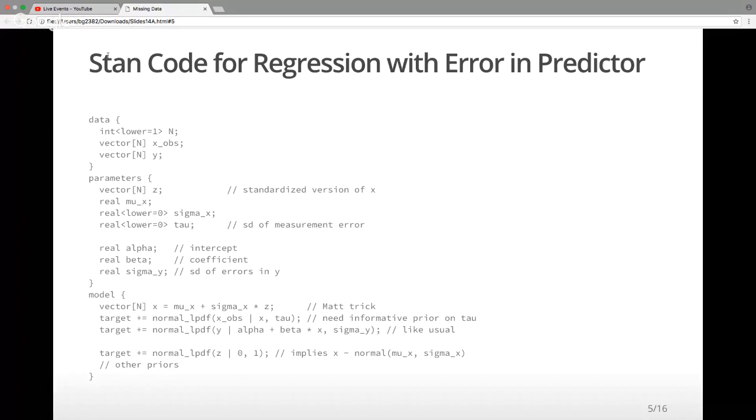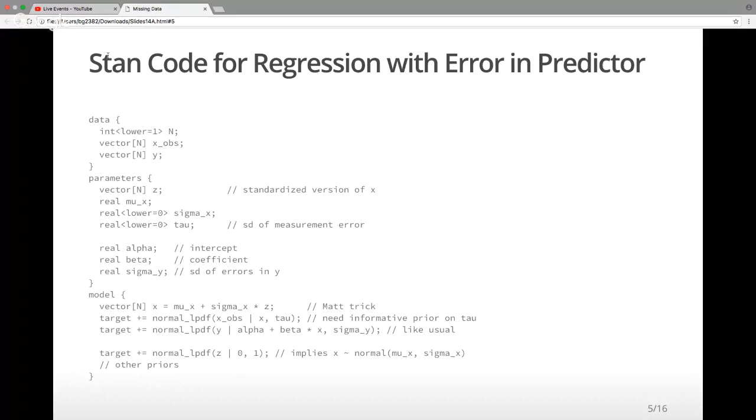So then in my model block, I have a local vector of size n, which I'm conceptualizing as the true value of x. I'm using the matt trick, the property of the normal distribution that it's in the scale-location family. So I can take z, which is my unknown, but in standardized units, multiply it by the standard deviation of x, shift it by the mean of x, and now x has a priori a normal distribution with mean mu and standard deviation sigma.